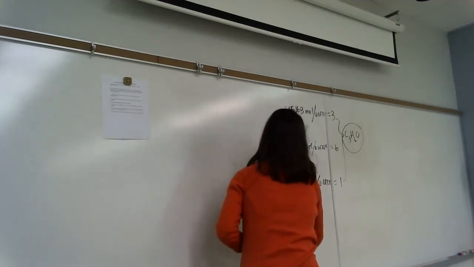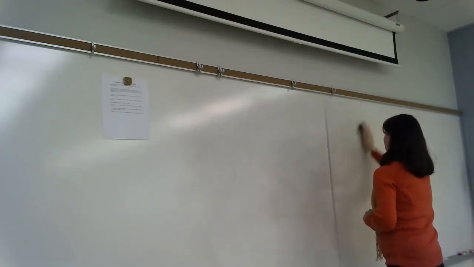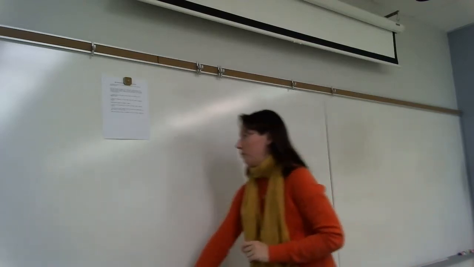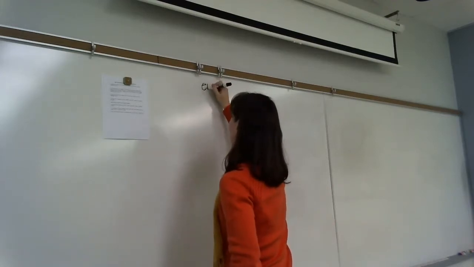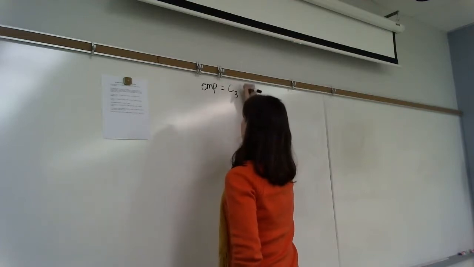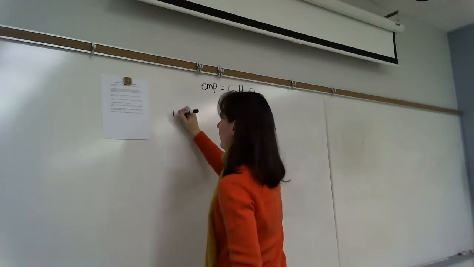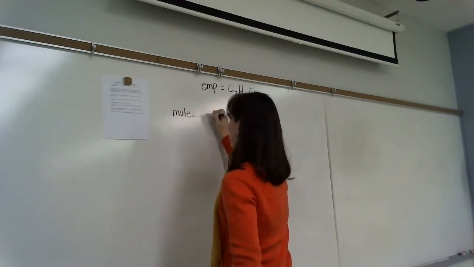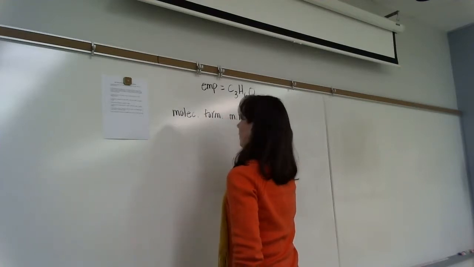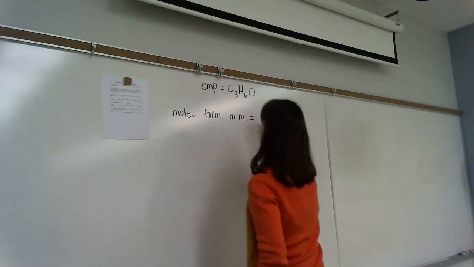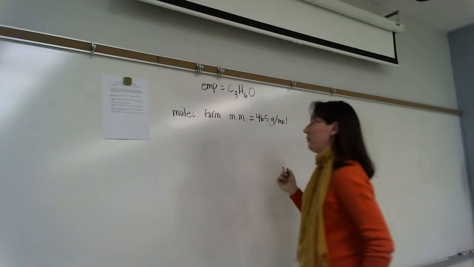number 3. So number 3 asks us, oh, the empirical formula was C3H6O. Number 3 says if the molecular formula has a molar mass of 465, how do I get the molecular formula?